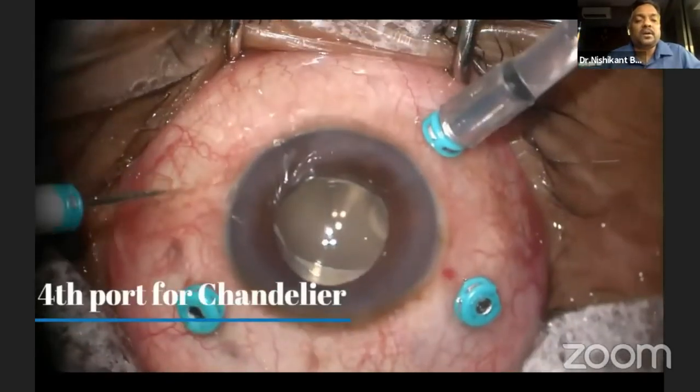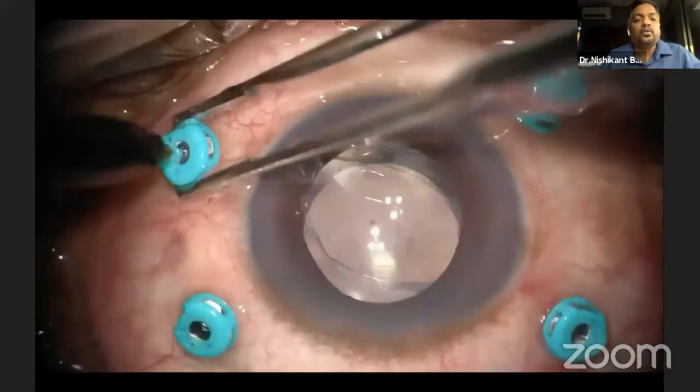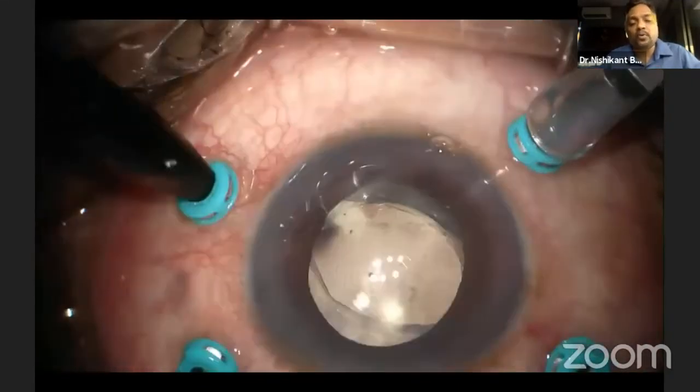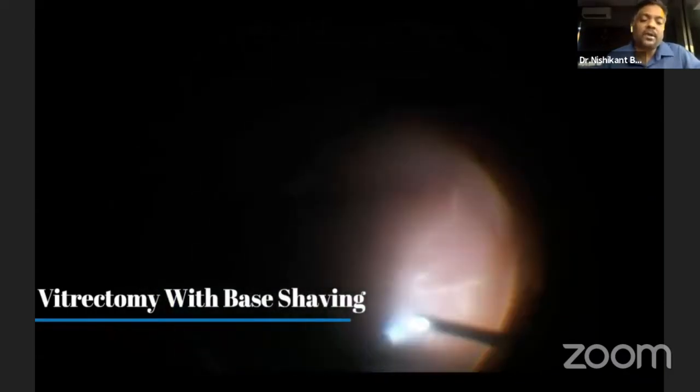Now, this is just to show an indicative case. Use a chandelier most of the times, because you're going to need a bimanual dissection many times, and you're free to use it manually, bimanually.